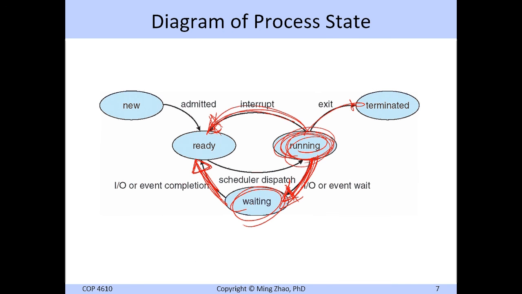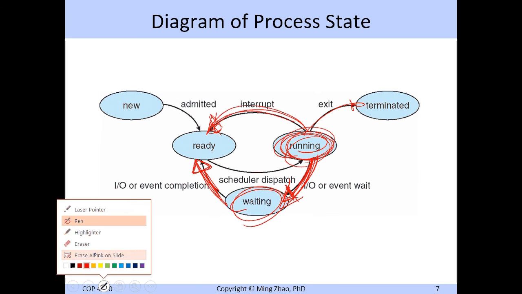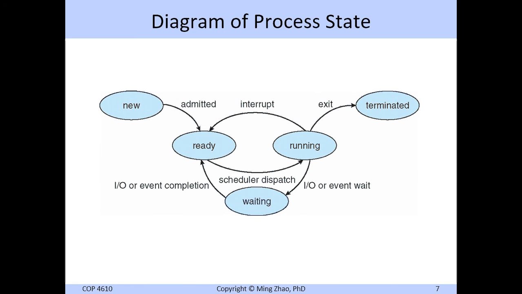So let's come back to this state diagram. Okay, let's erase all again. So, let me use these diagrams to explain the relationship between turnaround time and waiting time. First, let's simplify it, right? So let's assume there's no waiting. Okay, there's no waiting here. There's no waiting here.